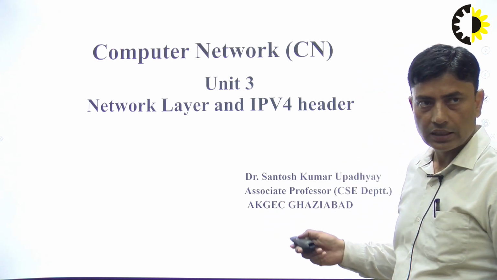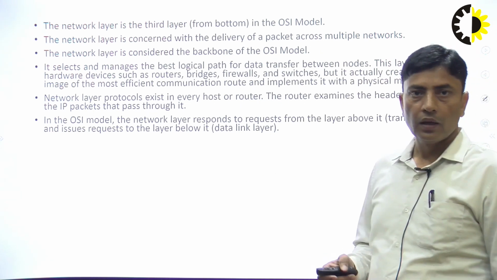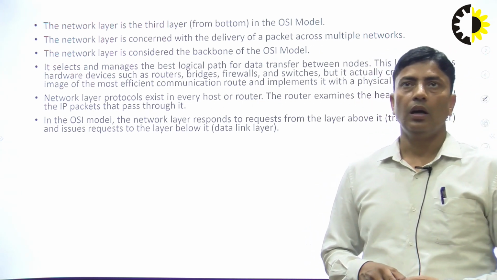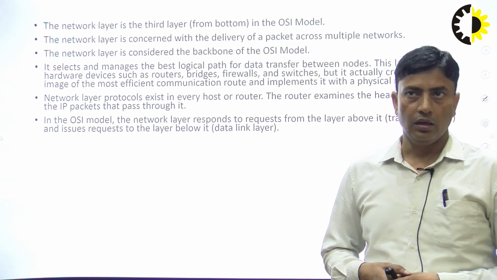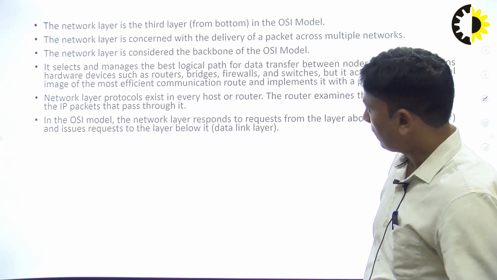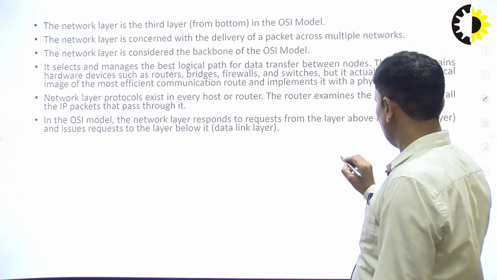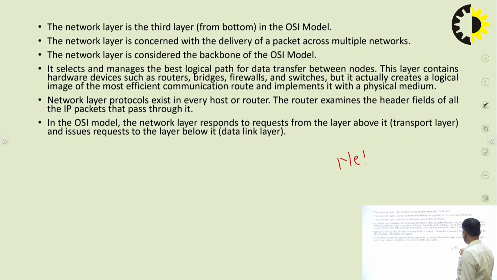So let's discuss the network layer. As we know, in the ISO OSI model there are 7 layers, and the third layer is known as the network layer. Basically, it is the third from the bottom.